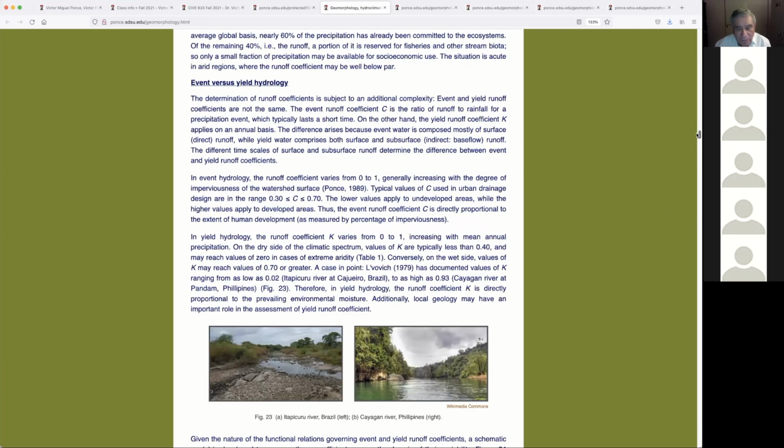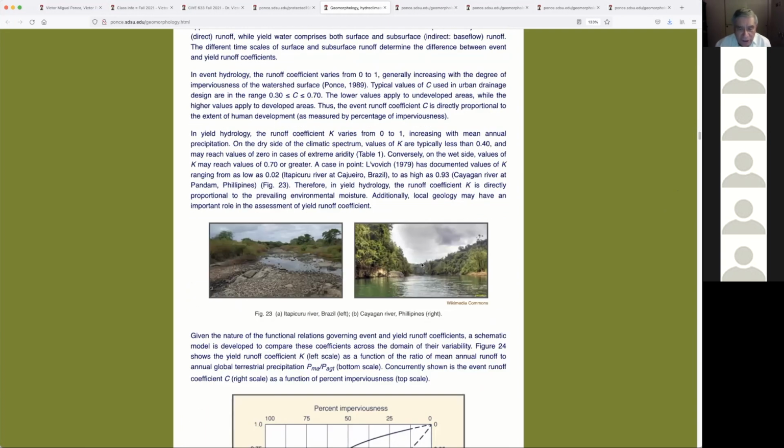That's an important one for us. Well, here we go. These two pictures of the Itapicuru River in Brazil, documented by Livovich, who was a Russian gentleman who did a very good study in the year 1979 on the water resources of the world. This is a very dry river with a very low runoff coefficient. And this one's the Cagayan River in the Philippines, that has a runoff coefficient of 93%.